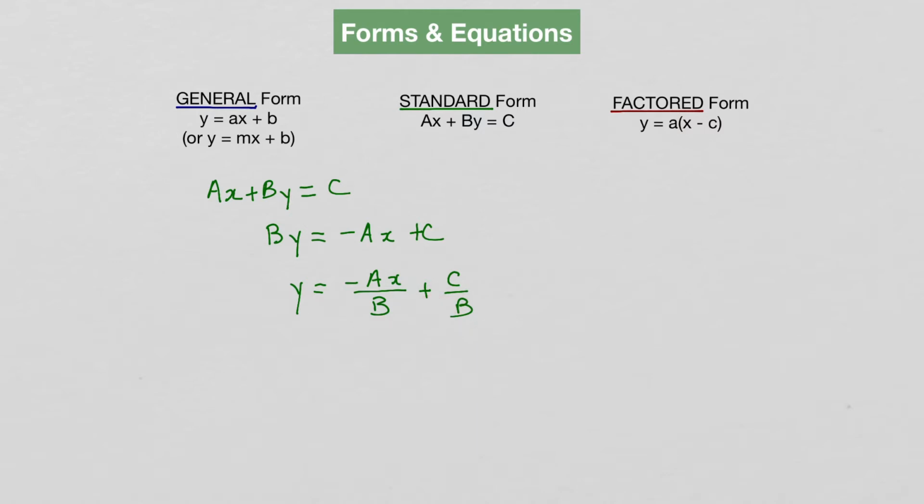Okay, so let's try a specific example. Let's suppose we have the equation 2x plus 3y is equal to 5. Okay, so the first thing to do is we need to subtract 2x from both sides, because we want y to be by itself. And to move this over to this side, we have to subtract it because of this positive sign. So then what we get is 3y is equal to negative 2x plus 5.